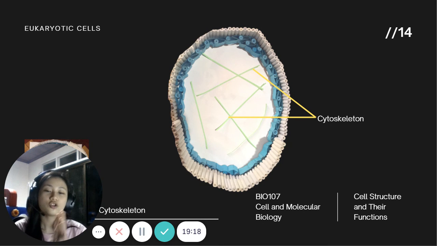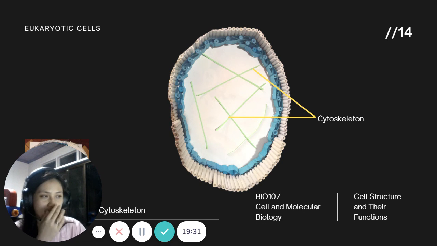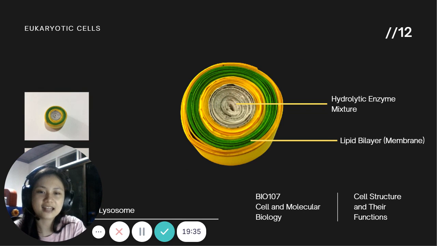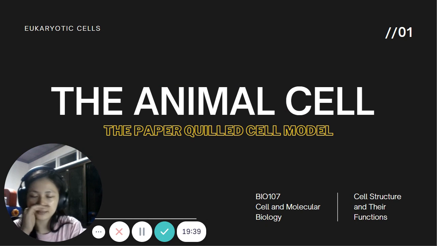It also provides a uniform movement of the cell and its organelles by the filament system network found in the cell cytoplasm. It plays a major role in the movement of the cell and some organelles in the cytoplasm. And that's it. That's the end of our discussion for the animal cell.